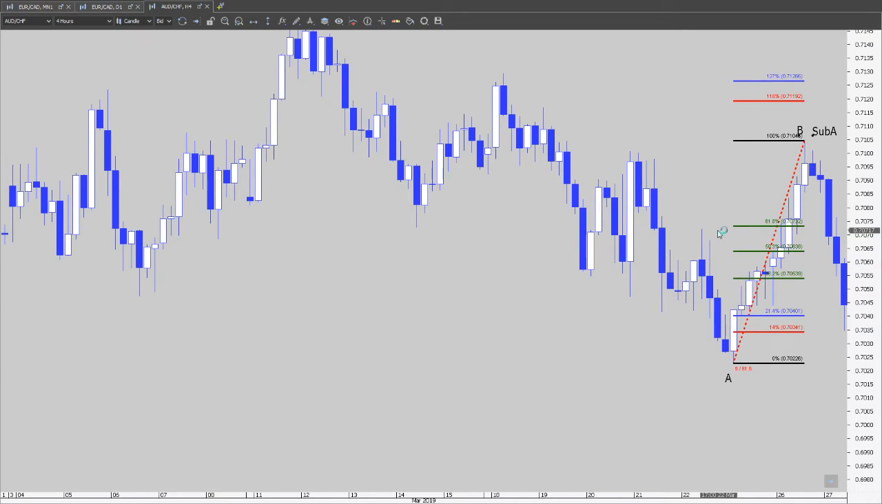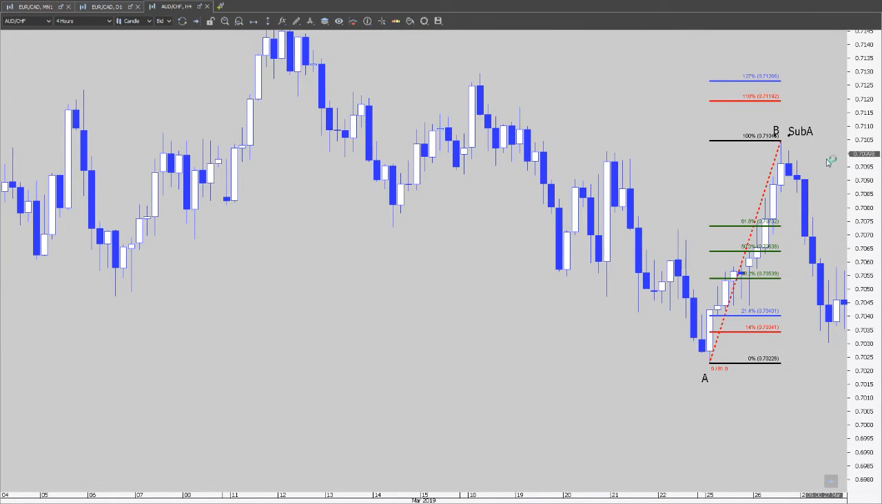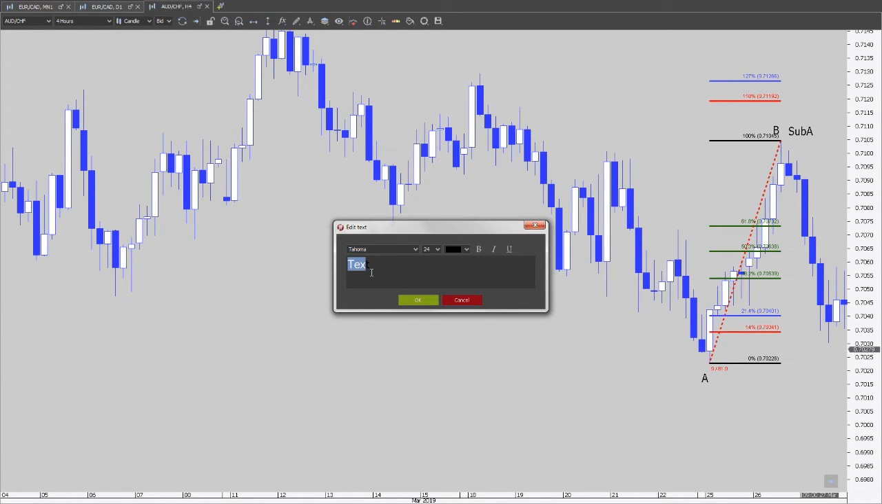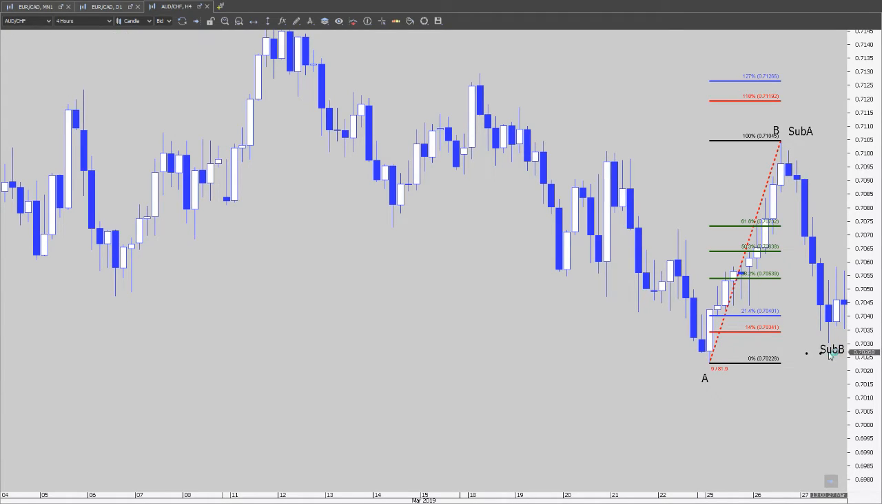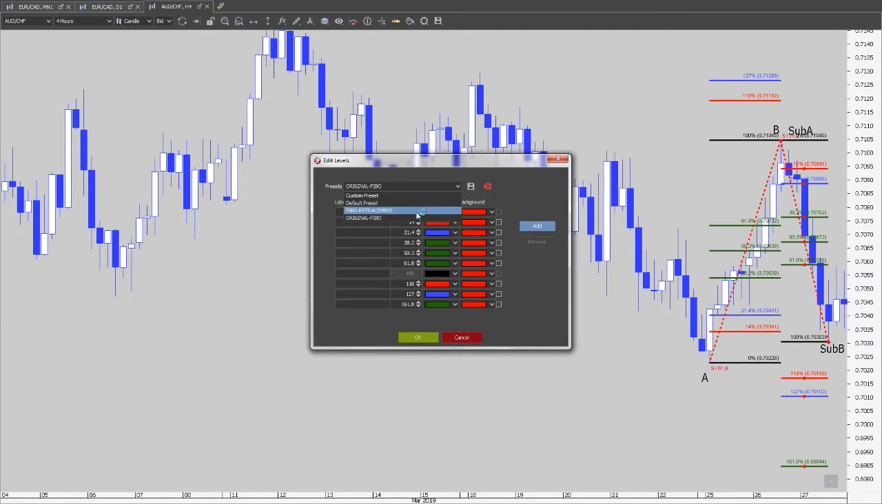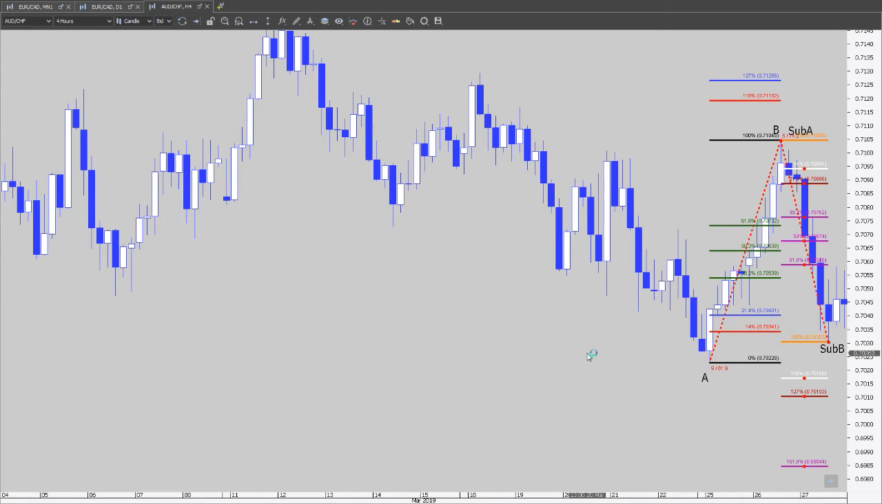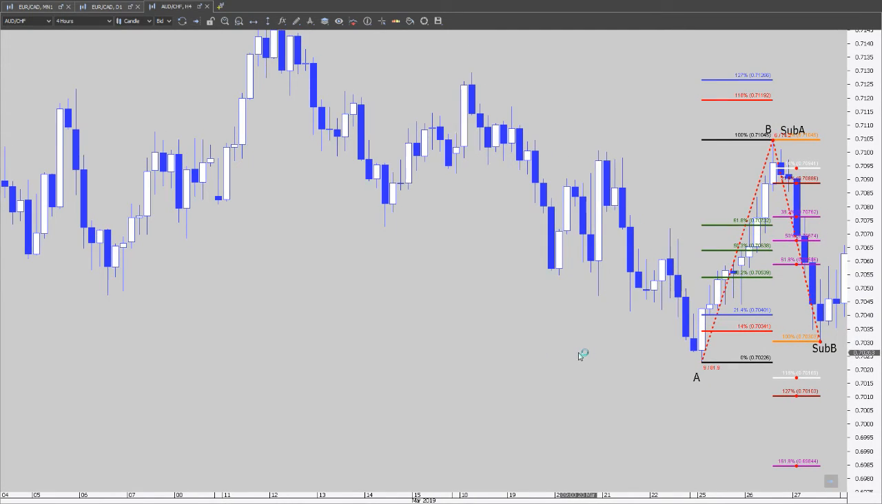So let's wait for the market. Bam! Now we have the sub B. This is our sub B, and we're going to color code our contrarian Fibonacci differently. Okay, so what we can see right now is that our sub B equals the C, right?